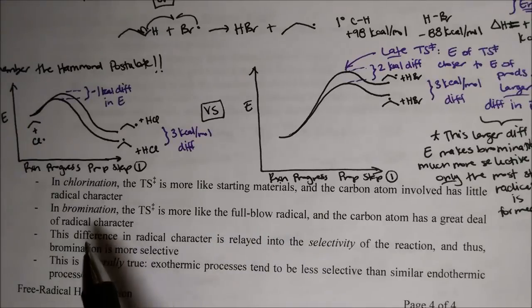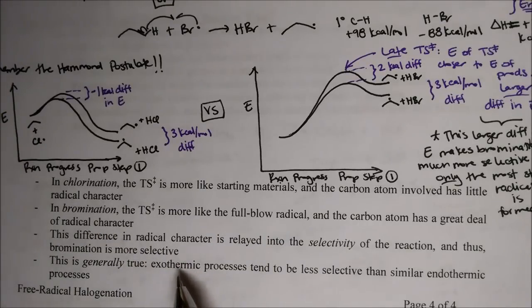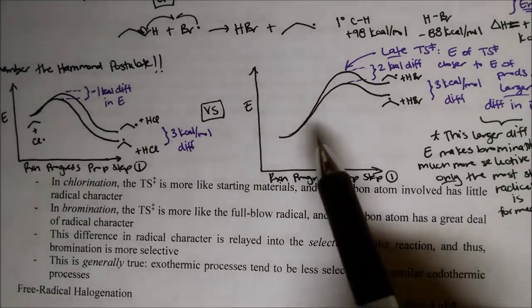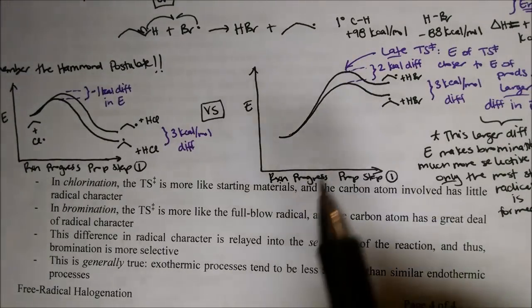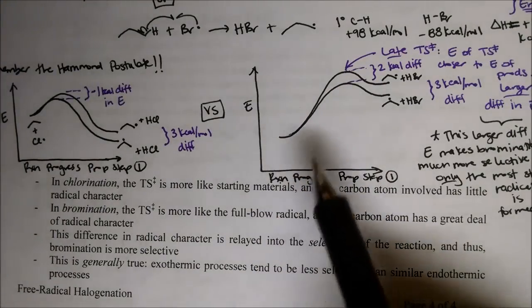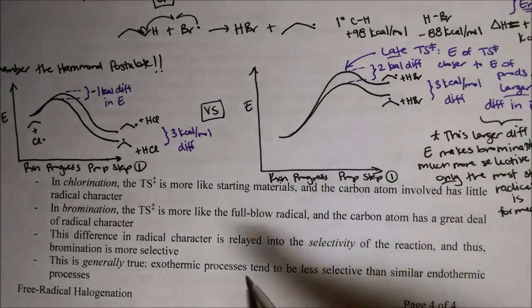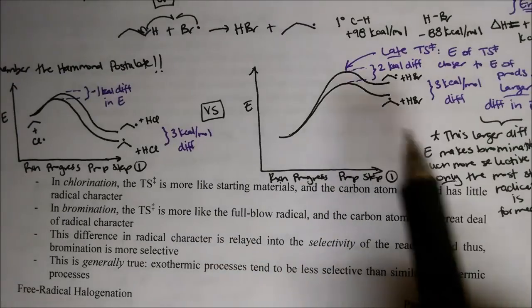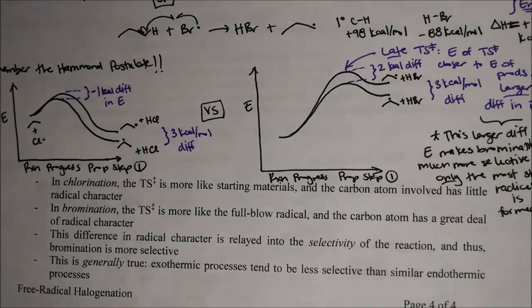So this is generally true. Exothermic processes tend to be less selective than similar endothermic processes. And again, it's because of that difference in energy at the transition state. It's going to go for the more stable route more of the time. It's going to form the most stable radical, and that's because the energy difference is more pronounced. Awesome.